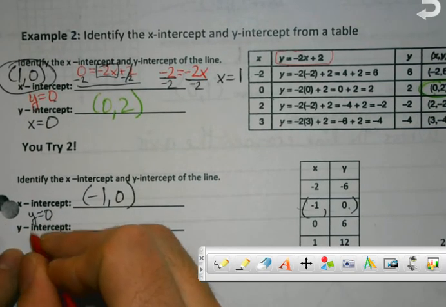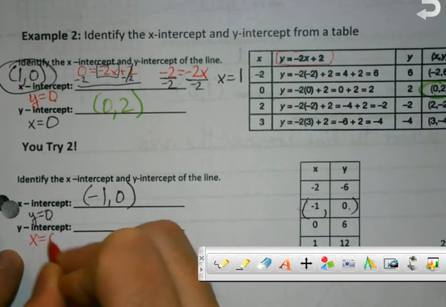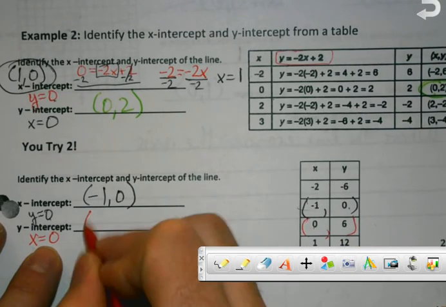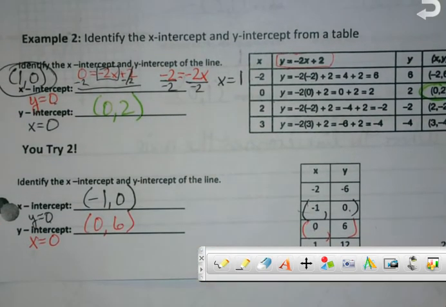If it's the y-intercept that I'm looking for, my x value is going to be 0. So I find 0 for x on the chart, and that's going to end up being my y-intercept. So whatever intercept you're looking for, it's always just the other number that is going to end up being 0.